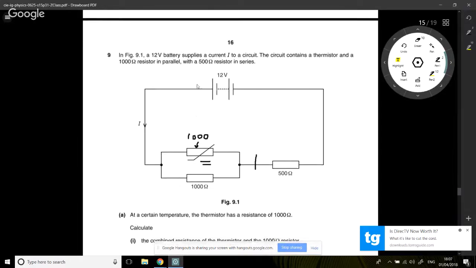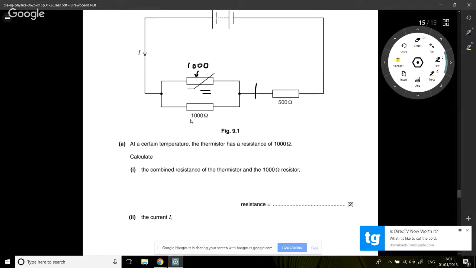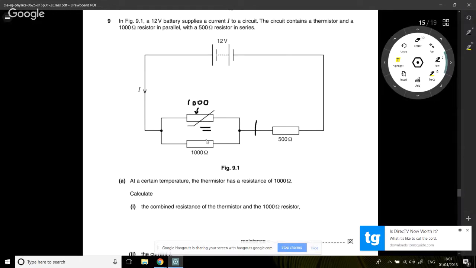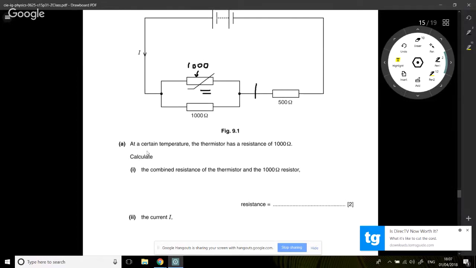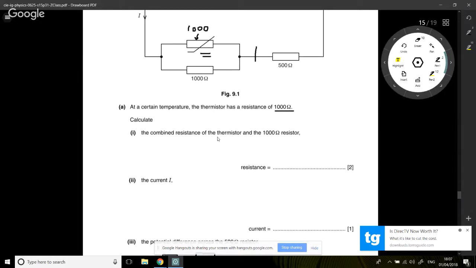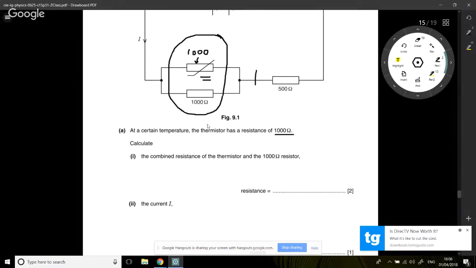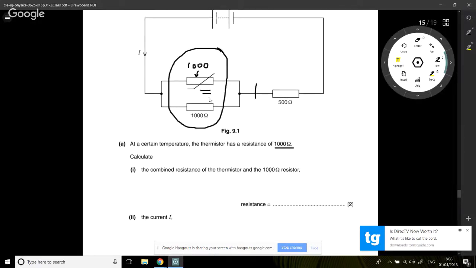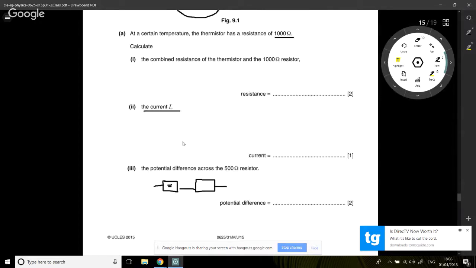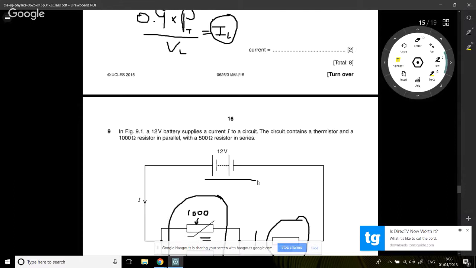Now we've got another one here where we've got basically a thermistor and two resistors. And basically, they're saying at a certain temperature, the resistor has this value, the thermistor has this value. And it says calculate the resistance of the thermistor and this resistor. So we just use our parallel resistor equation to calculate the combined resistance of this. Then we chuck that combined one in series with this one over here. We get the net resistance. Then we can use that to calculate the current given this potential difference there.